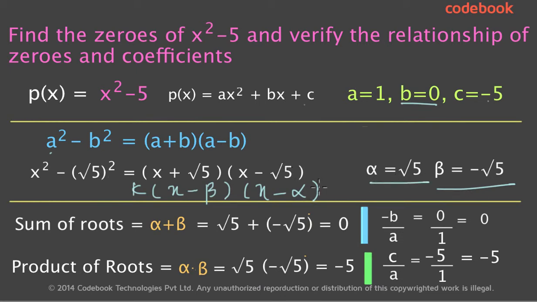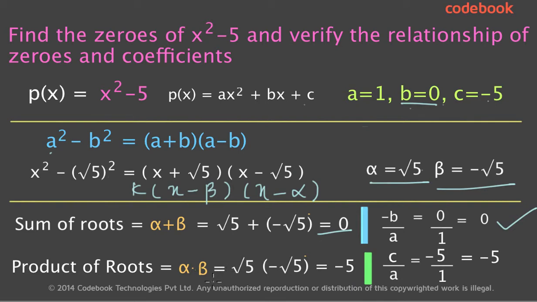Okay. Now let us verify the relationships. Sum of the roots is alpha plus beta. Root 5 minus root 5 is 0. Sum of the roots should be equal to minus b by a. Here b is 0, and 0 by anything is 0. So the first relationship has been verified.